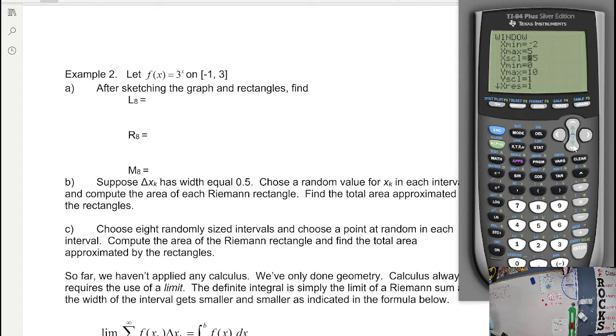What do you want our y values to be? Let's keep it at 0 to 10 just to see how it looks, and if we need to, we can adjust along the way. Let's go ahead and hit graph, and here's what the sketch looks like. When you put the scale to 0.5, right? Yes. So maybe 2 to 5 is a little too far. Let's go from -2 to 4. 3 to the x power, yes. There you go.